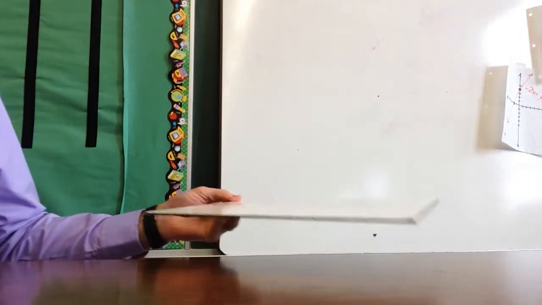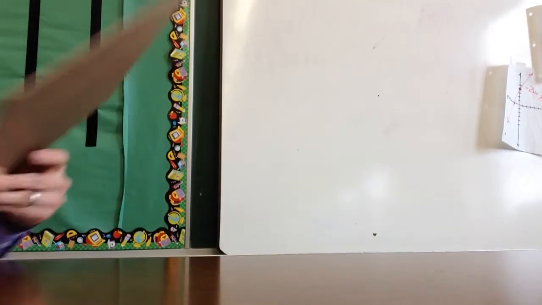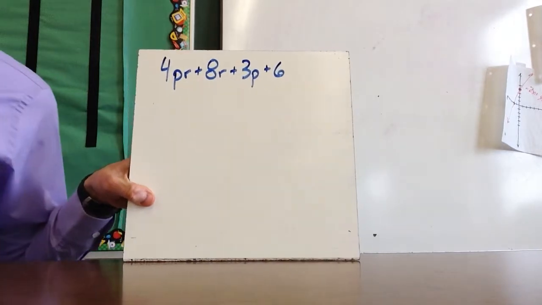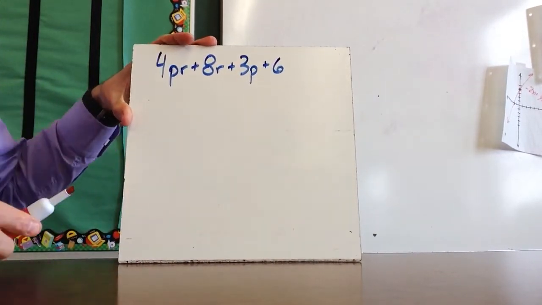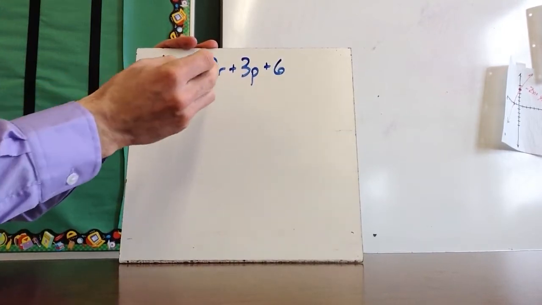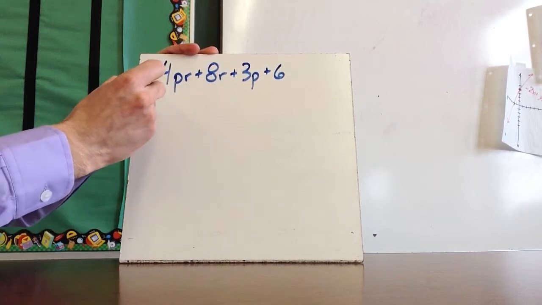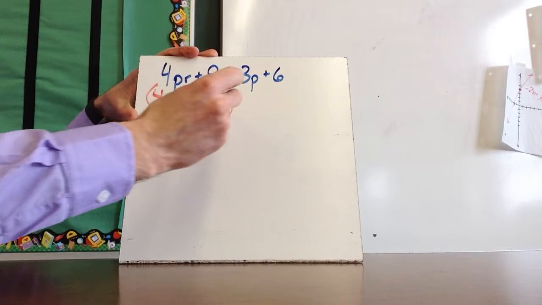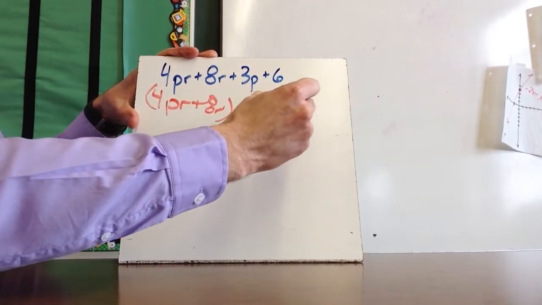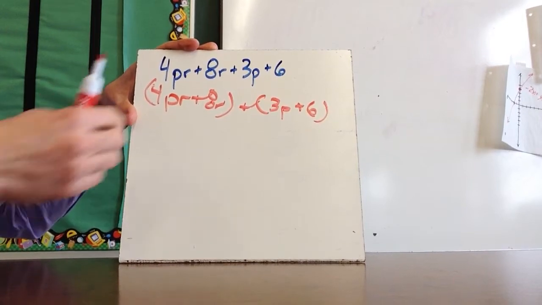Now let's talk about what happens when you have 4 terms. In a problem like this one, what I need to do is figure out what do they have in common. I basically need to group 2 terms. So I'm going to group these first 2 and group the second 2. This is going to become 4pr plus 8r plus 3p plus 6, right? I just grouped the first 2 and grouped the second 2.